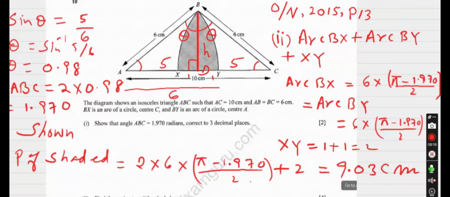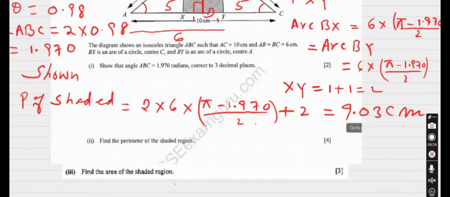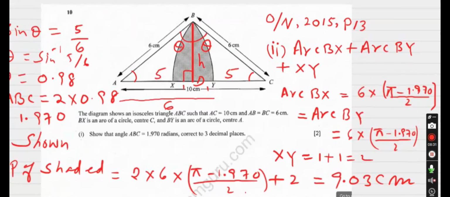Very interesting part. Very easy and very interesting. So hope you understand completely part number 2, find the perimeter of the shaded region. Now move to the last part, that is, find the area of the shaded region.